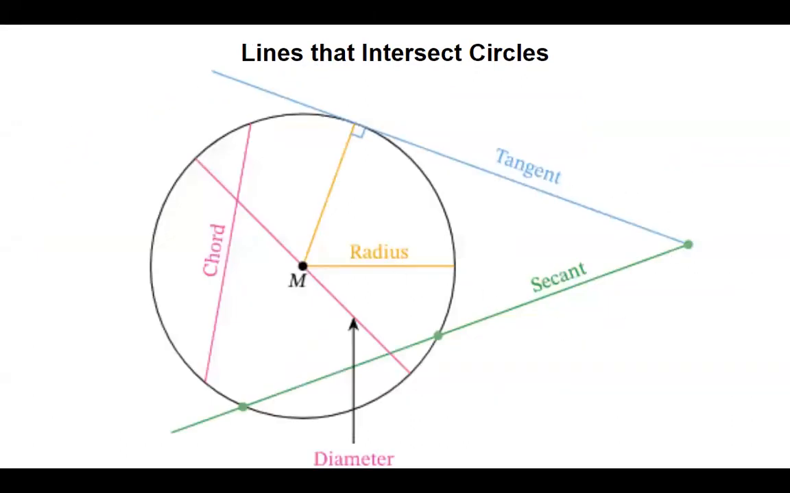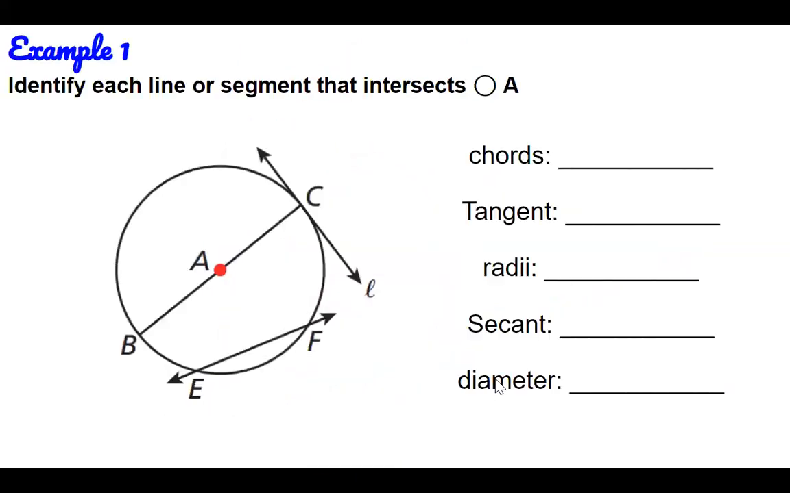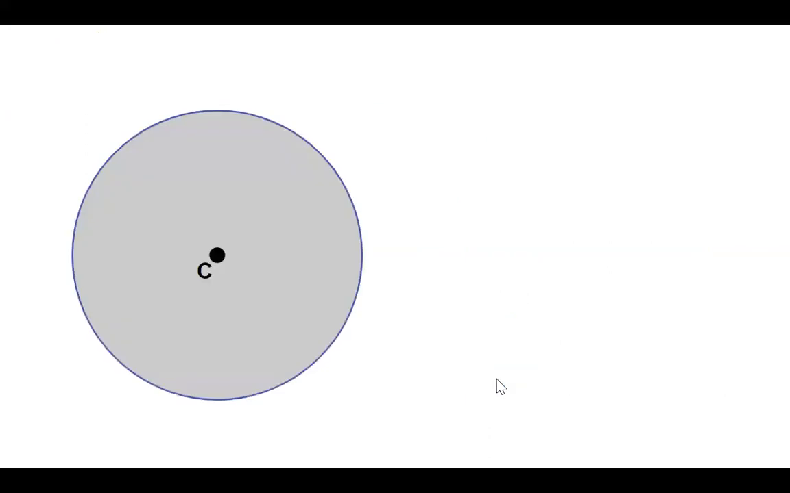This is what we should be able to identify by now. We know what a chord looks like, we know what a diameter looks like, we know what a secant looks like, what a tangent line looks like, and also a radius. All these lines are put into the circle. Now, let me go ahead and go through here.